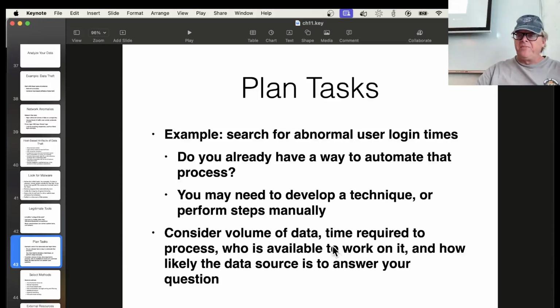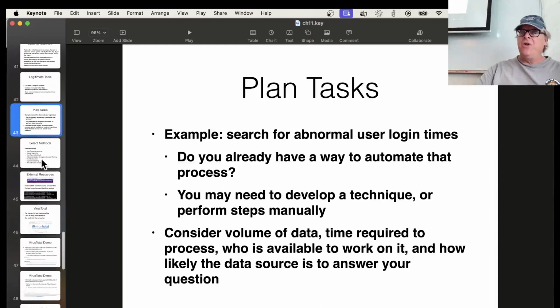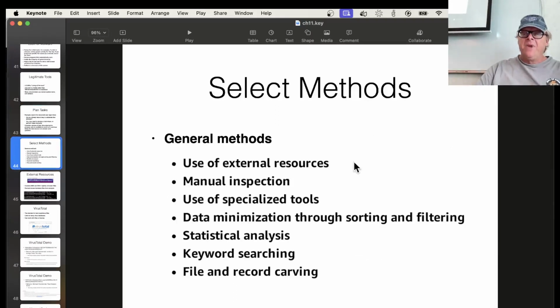So consider the volume of data, how long it is going to require to do it by hand, who can work on it, how likely it is to answer your question, and how many more times you are going to have to do this. These are all things you ought to consider when deciding whether it's worth automating the task or not. So you can use external resources sometimes.